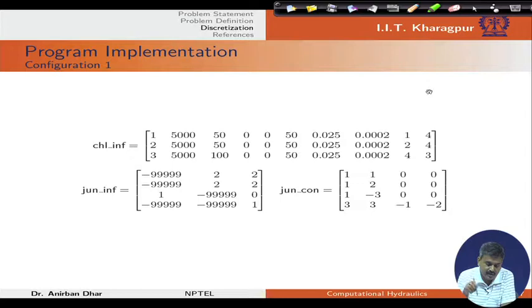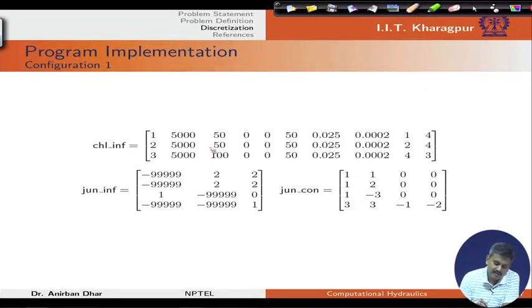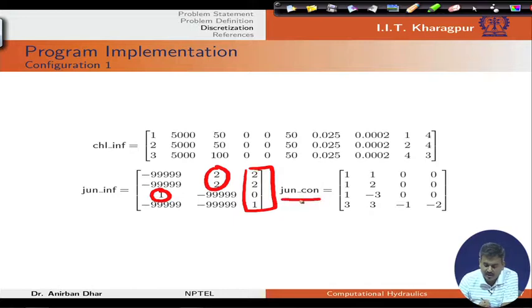Next is junction information. Only change is there in this junction information. If I compare this junction information matrix with our steady state case, we are not directly specifying the values in junction information. We are specifying the type of junction information available at this node with this junction information matrix. And the third column obviously that is our elevation or junction elevation information, and this is junction continuity.